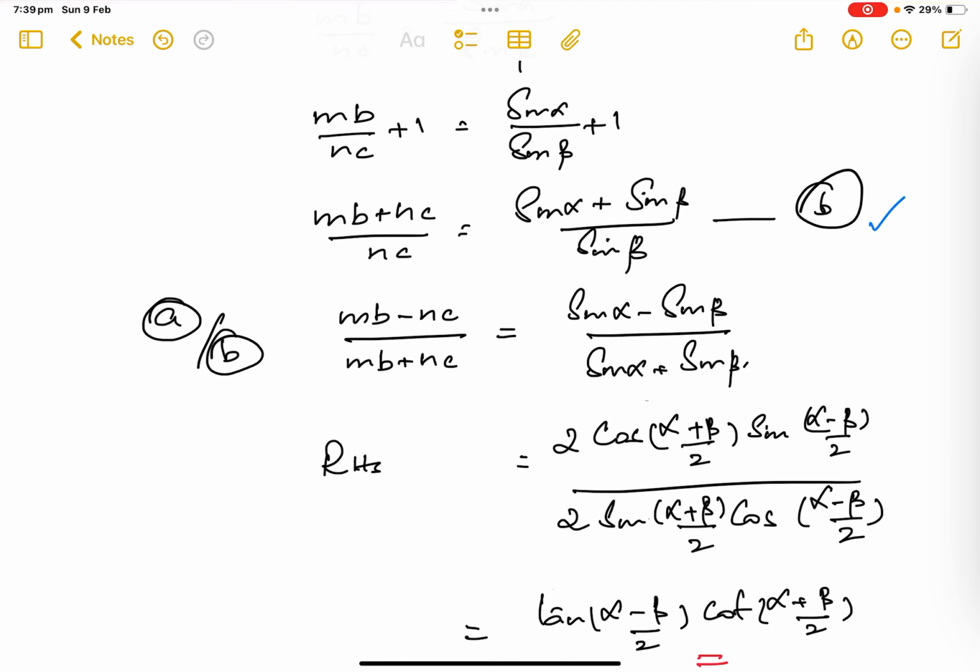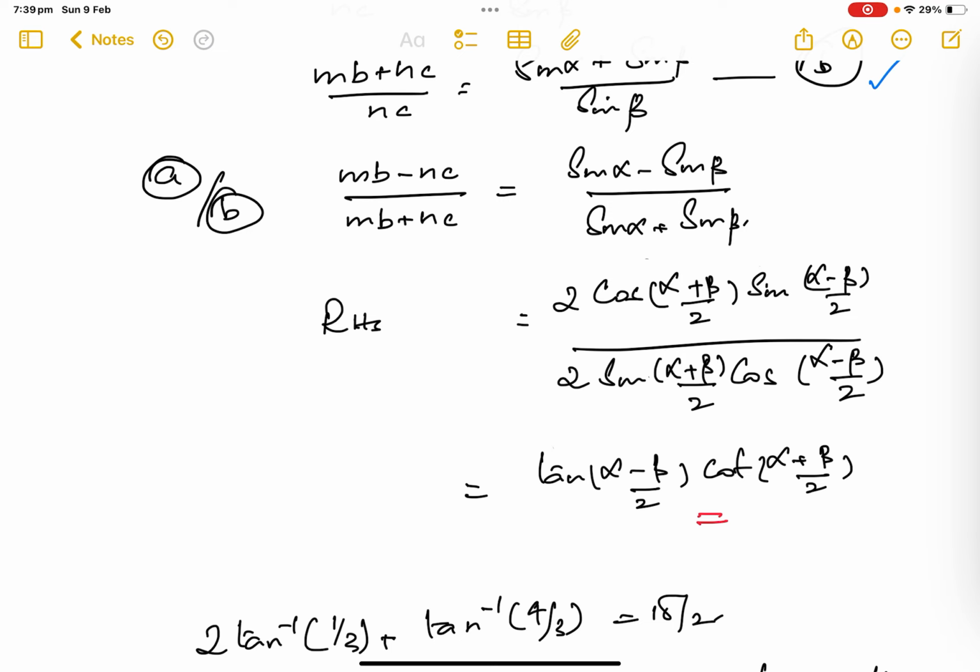Now, if we divide equation A by equation B, the NC cancels out: MB minus NC over MB plus NC. That is equal to sine alpha minus sine beta divided by sine alpha plus sine beta, since the denominator sine beta cancelled out. So that's what we want to prove. We need to prove that tan and cot. Before that, I took the right-hand side. The right-hand side is sine alpha minus sine beta over sine alpha plus sine beta.